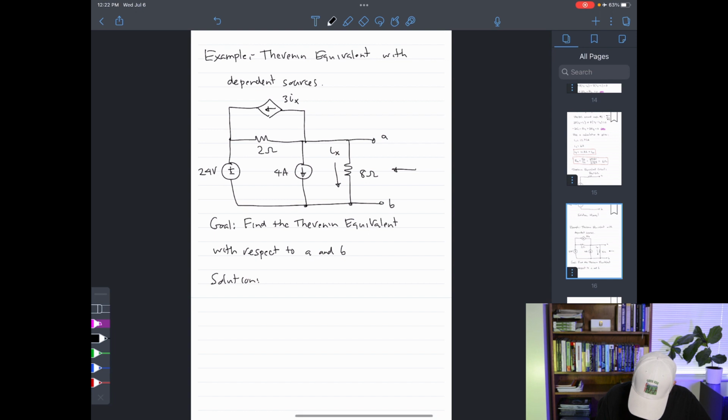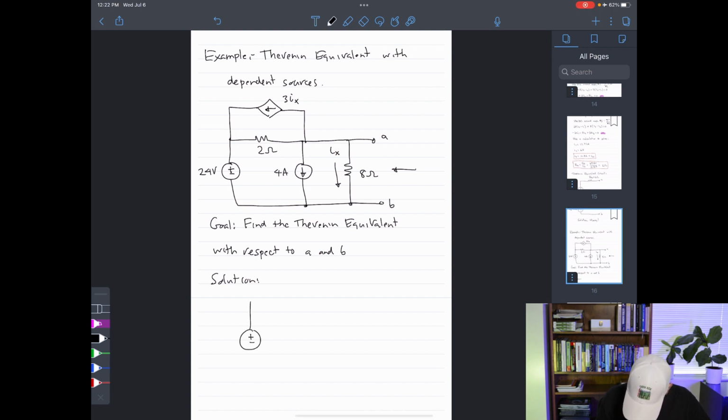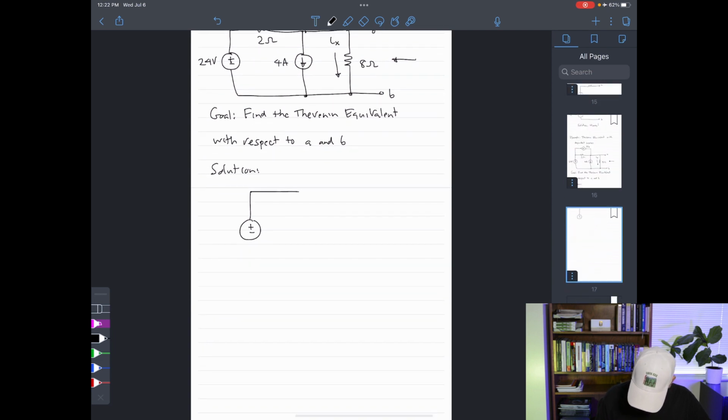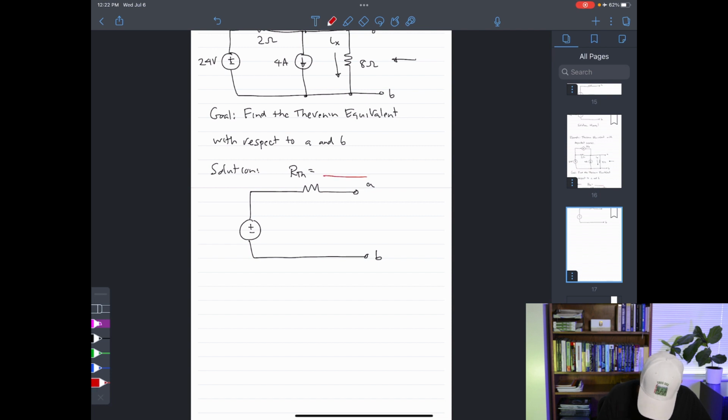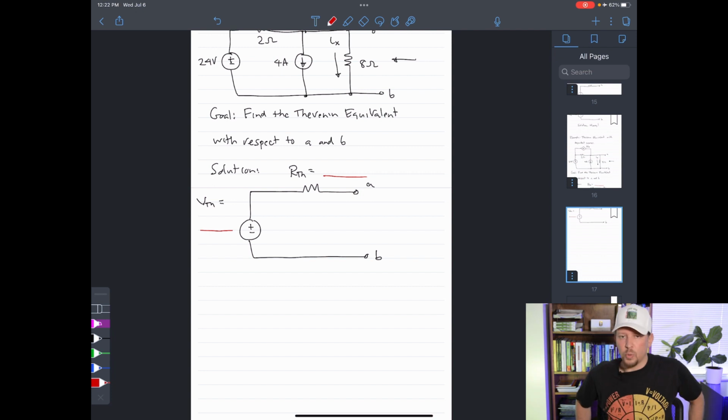Remember, our solution is going to be a voltage source that happens to be in series with a resistor. And we'll have the terminals A and B there like this. This is the Thevenin resistance. This is something that we're actually going to be looking for. And then we have our Thevenin voltage up here, and this is something that we're going to be looking for as well.